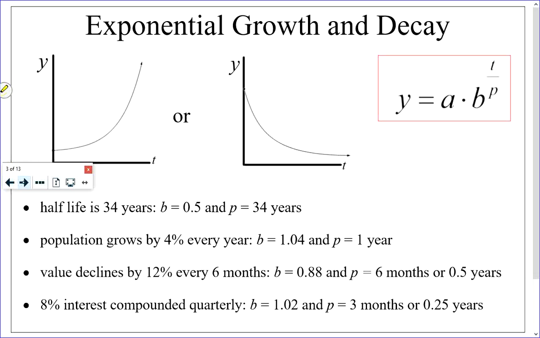You know, just one final example here. If you have 8% interest that's compounded quarterly, B is 1.02. Why is B only 102% and not 108%? Because that 8% is compounded quarterly, which means you get a quarter of it at a time. And if you only get a quarter of it at a time, then that means it's spread out over a full year, which means that the period is only 0.25 of a year, or 3 months.